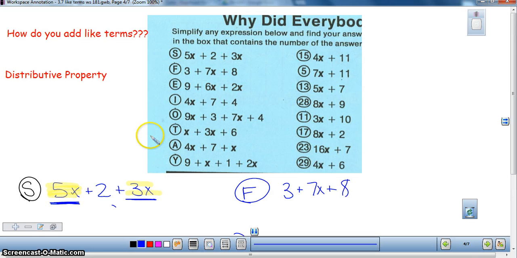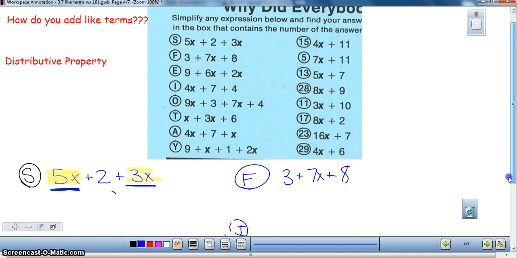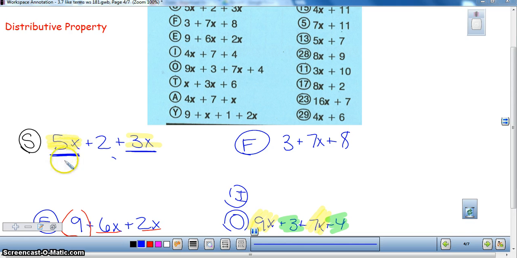As we start working with adding like terms, someone said, well, how does the distributive property fall in? Here is letter S. I would like you to put this one as an example. 5x plus 2 plus 3x. The next letter you're going to write down is F. 3 plus 7x plus 8. And you can have these two in your notes. Now, as you take a look at this problem, we are going to notice I have them highlighted. I like highlighters a lot. 3x and 5x are my like terms.